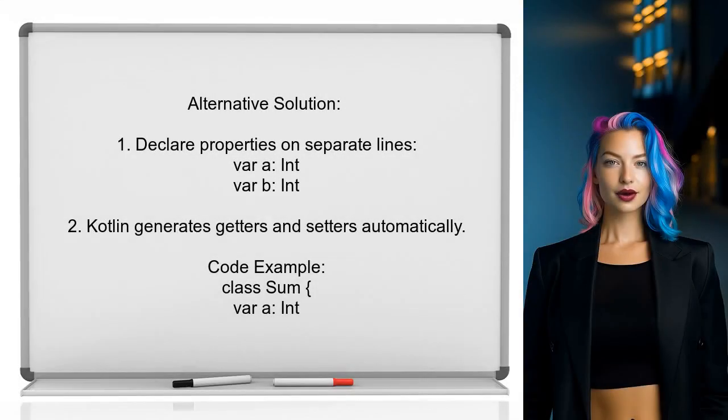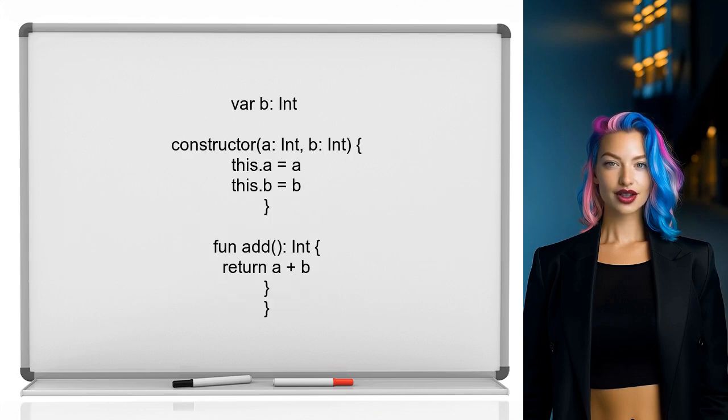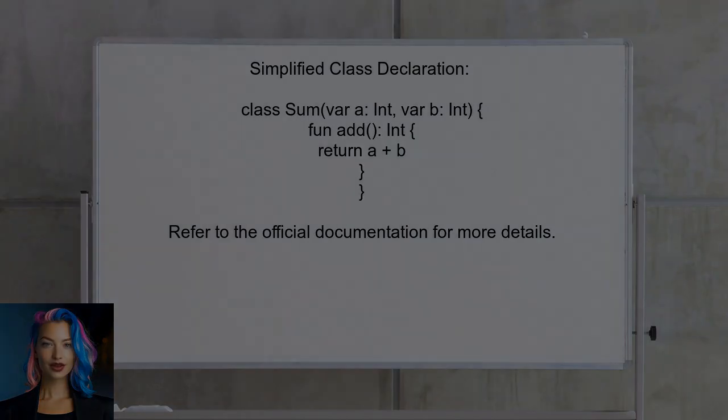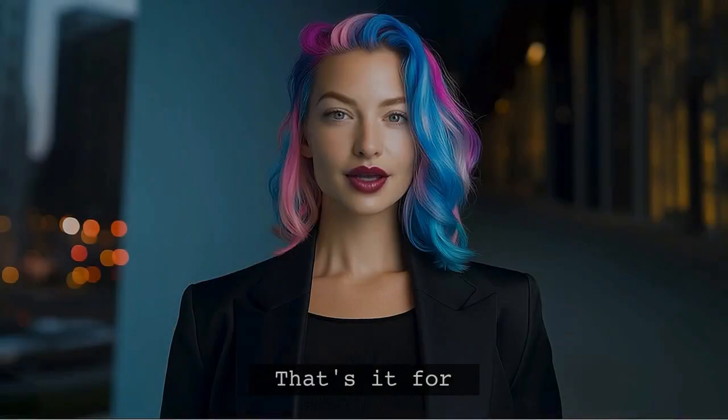An alternative solution suggests that you should declare properties on separate lines to avoid the error. This is because Kotlin does not support declaring multiple properties on the same line. Once you separate them, Kotlin will automatically generate the necessary getters and setters for you. Additionally, you can simplify your class by using primary constructor syntax. This allows you to declare and initialize properties in one line, making your code more concise. That's it for that response.